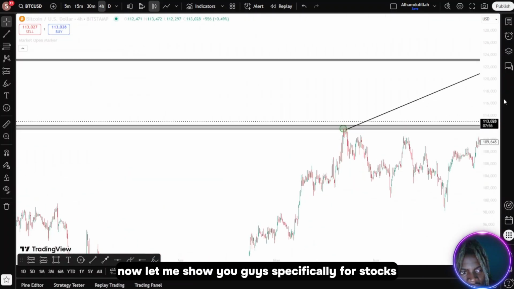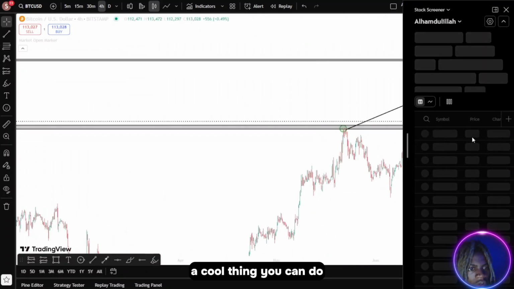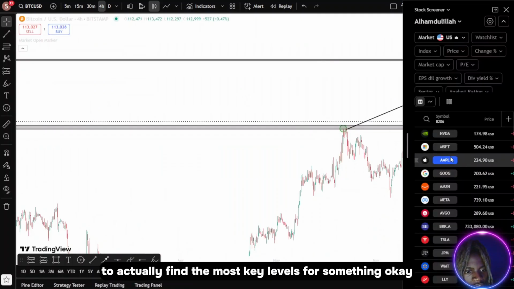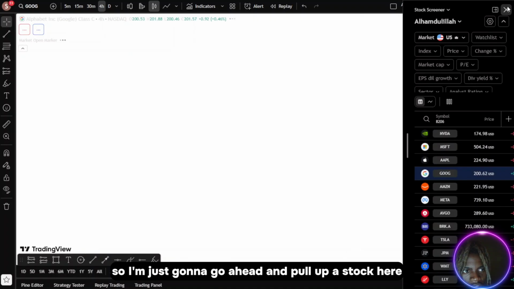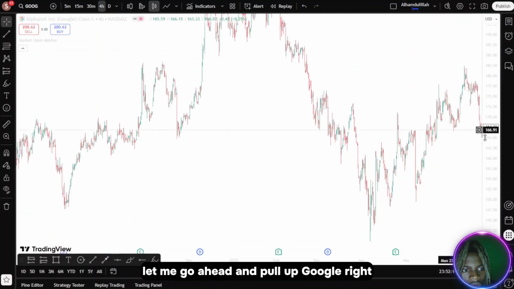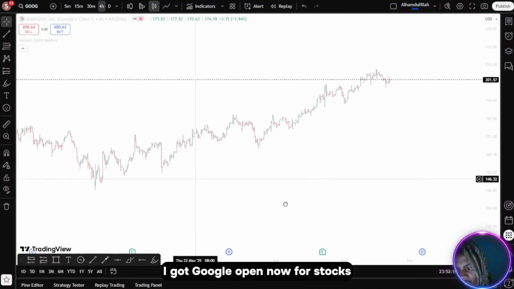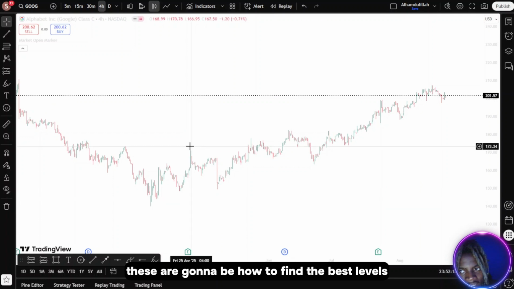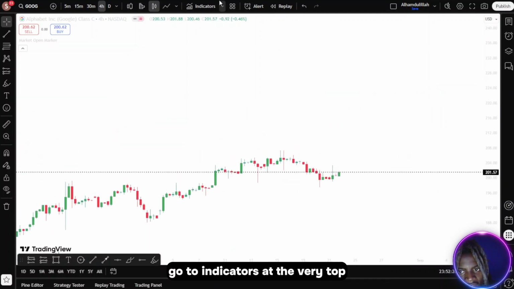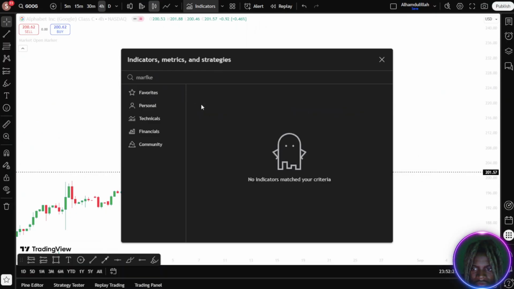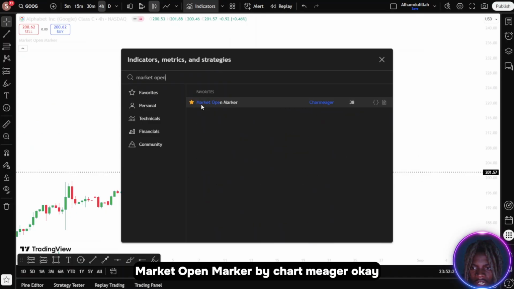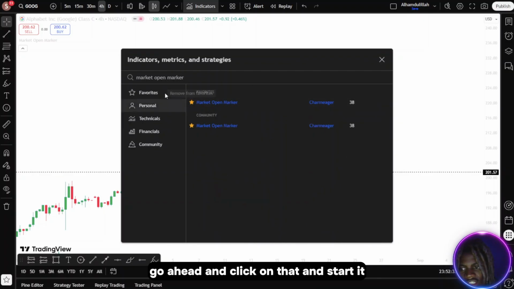Now let me show you guys specifically for stocks a cool thing you can do to find the most key levels for something. I'm just going to pull up a stock here. Let me pull up Google. I got Google open. For stocks, this is how to find the best levels in my opinion. Go to indicators at the very top and look up Market Open Marker by Chartmeter. Click on that and start.